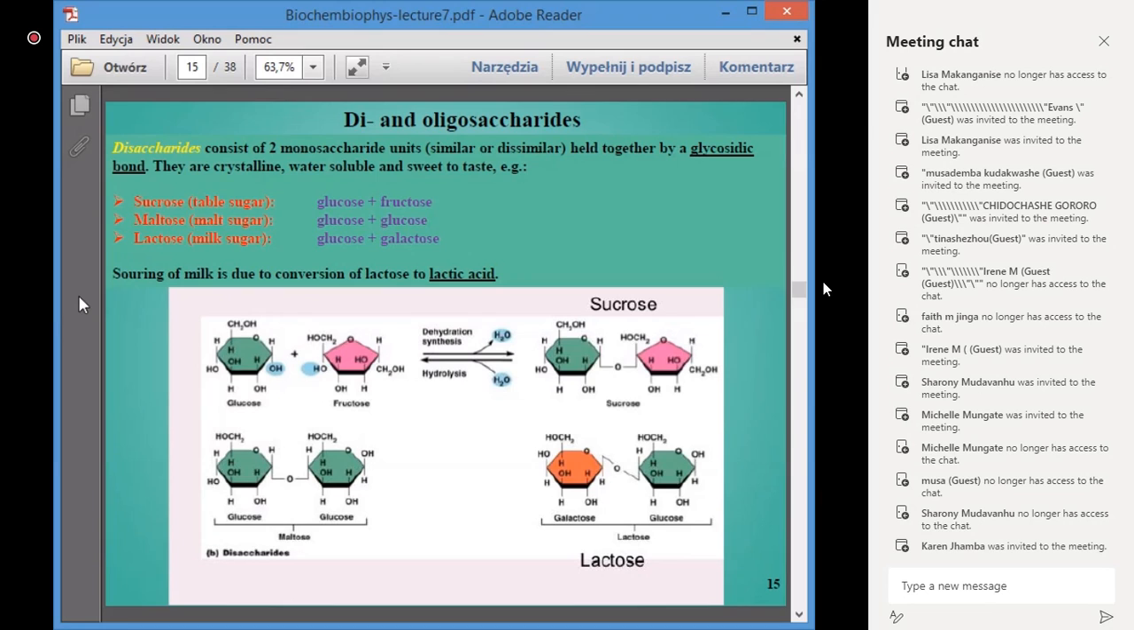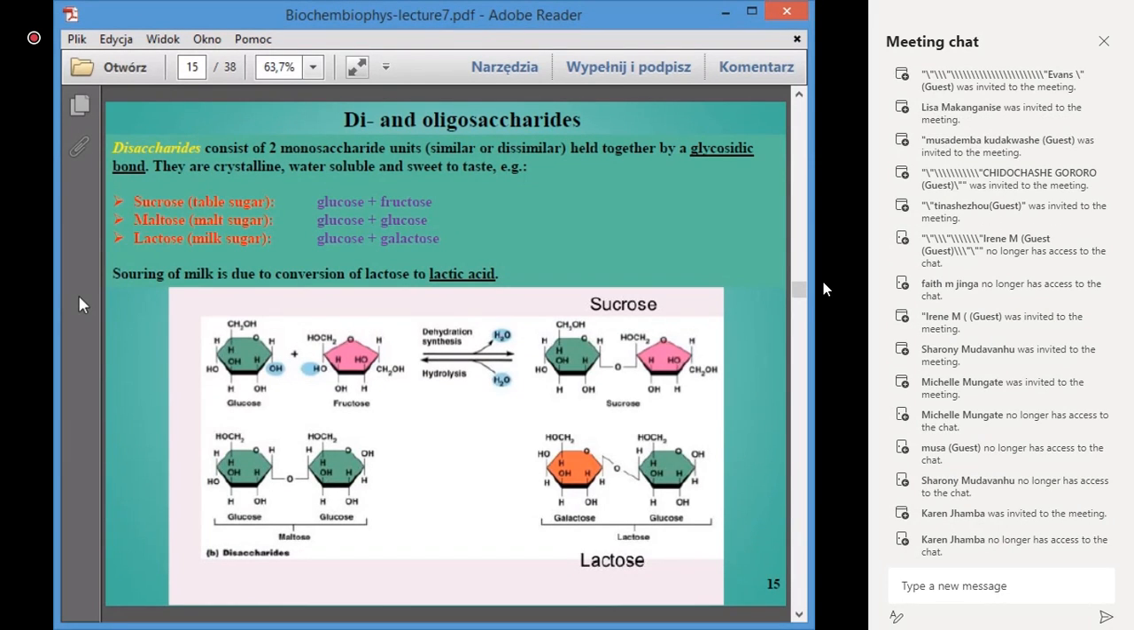And very often in real life we can observe the process of souring of milk. It means that the milk sugar, lactose, is converted to lactic acid. So that is why the taste is changing from sweet to acidic. And we have completely different kinds of biomolecules in this case.